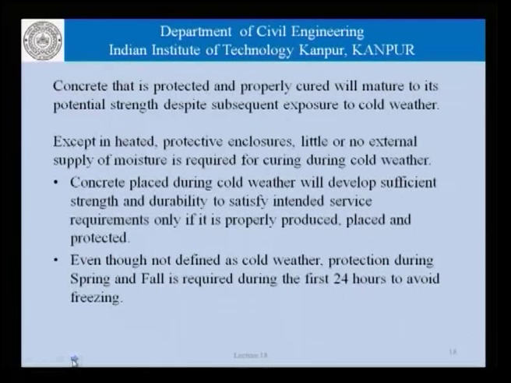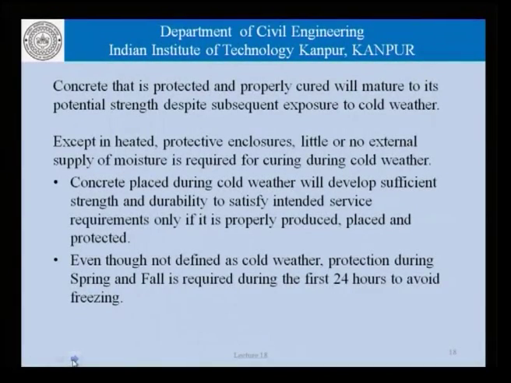Concrete placed during cold weather will develop sufficient strength and durability to satisfy intended service requirements only if it is properly produced, placed and protected. As far as production is concerned, we need to take precautions to make sure that the concrete temperatures are such that the placing operation can take place, and that the concrete does not cool while it is being transported. Even though not defined as cold weather, protection during spring and fall is required.